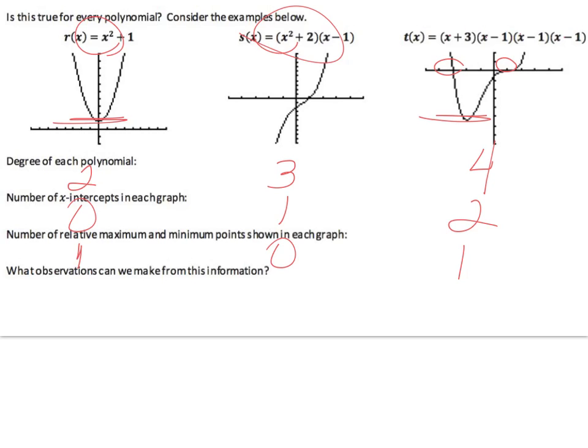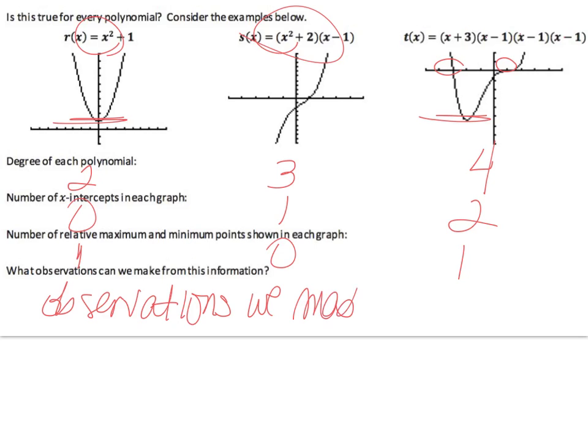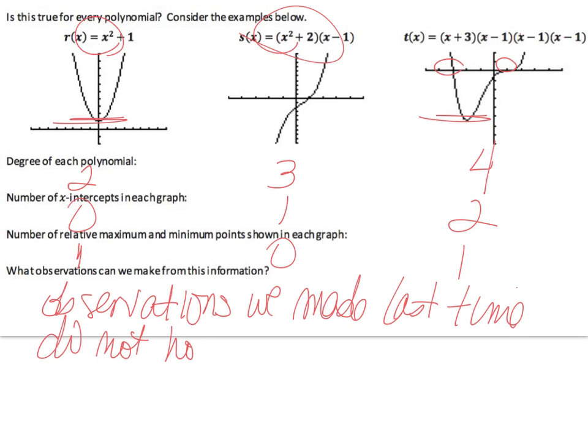So what observations can we make from this information? Basically, the observations we made last time do not hold true. So it's really difficult to determine from the degree of the polynomial function.